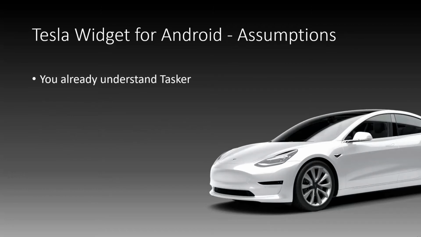Now, assumptions here: that you already understand Tasker. This is not going to be a tutorial for Tasker. I've been using Tasker for 4 years. I know it's very difficult to ramp up and to learn it at the beginning. So if you don't have a basic understanding, or actually a good understanding of Tasker, this might be daunting, even though you might be able to follow this and set it up if you have some basic understanding.